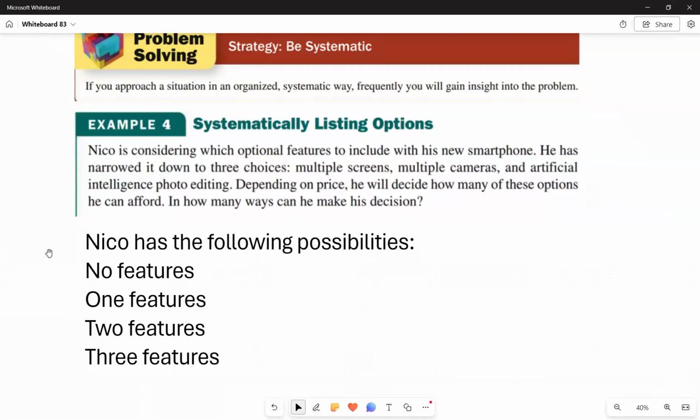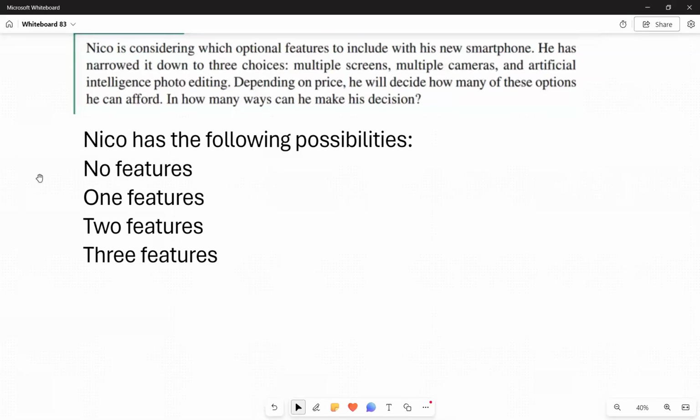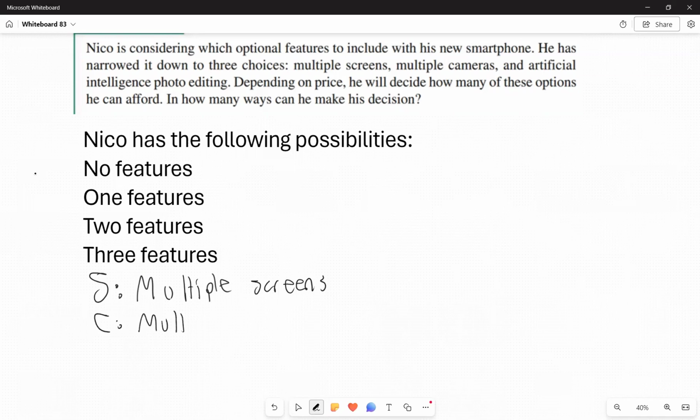And one of the strategies was to give names to unknowns. So using the strategy of giving names to unknowns, S is going to stand for multiple screens, C is going to stand for multiple cameras, and A for artificial intelligence photo editing.